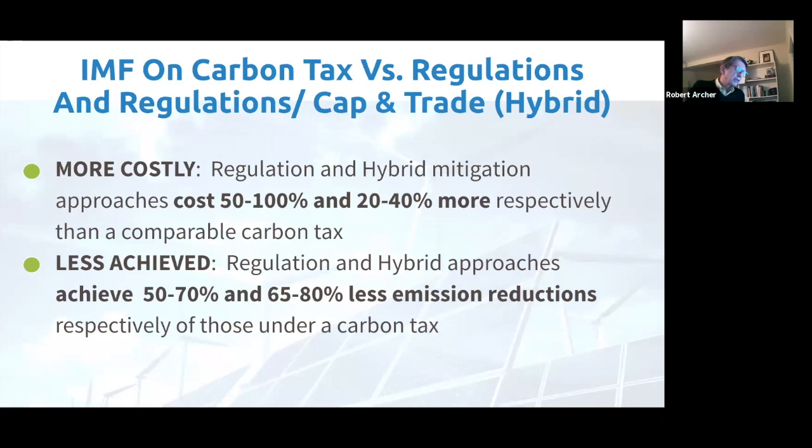So this is really the summary slide. The central message is that the fee and dividend is the foundational policy that is primary and essential. Truly complementary regulations and subsidies can augment.